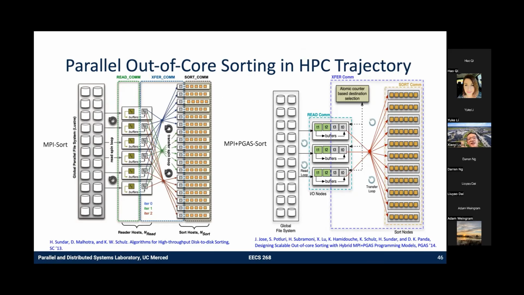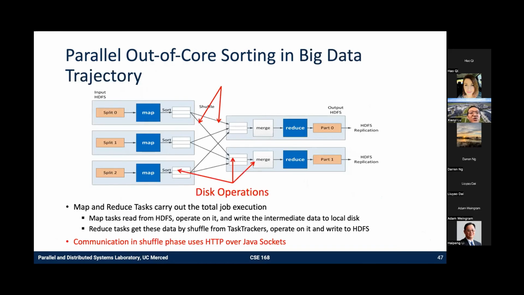As I said earlier, for the same problem from the application perspective, you can choose different solutions from different trajectories. If you are an HPC person, you can choose MPI or MPI plus PGAS. But if you're a big data person, you can choose some solutions from the big data community.